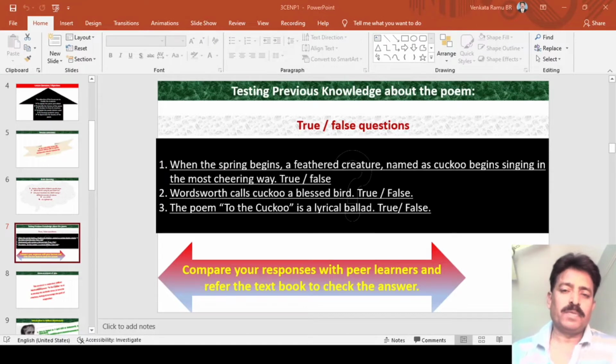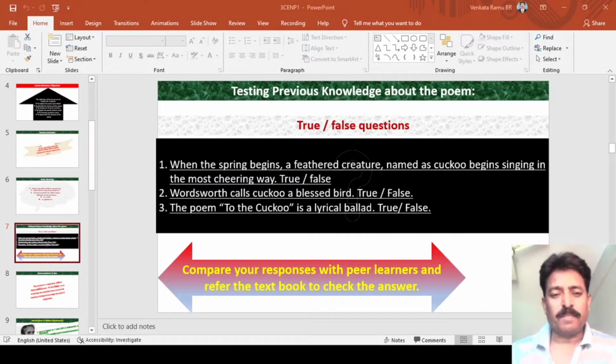Let me ask you some questions as a part of testing the previous knowledge about the poem. I'm sure you are able to answer the questions very easily. You have to just say true or false for the questions that I ask you. The first question: when the spring begins, a feathered creature named Cuckoo begins singing in the most cheering way. Do you agree with me? If so, tell me it's true. Yeah, sure, you will answer it.